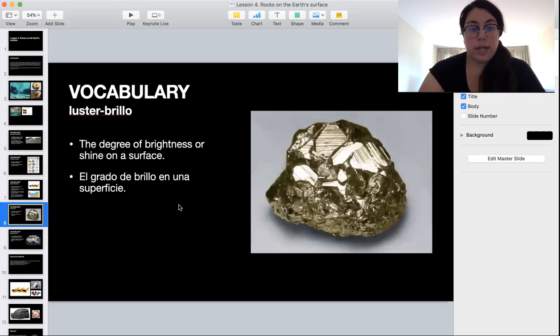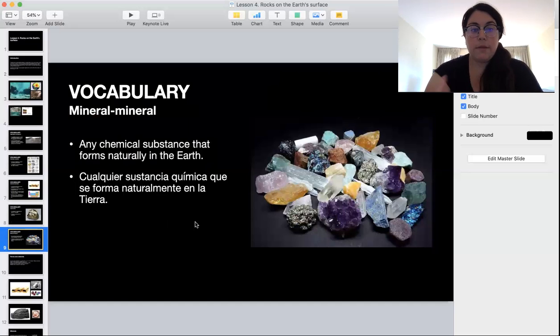Then we have the word luster. Luster means brillo in Spanish. It's the degree of brightness or shine on a surface. And they use it when talking about minerals to explain how much they shine. Like in this picture, you see that this rock has a lot of luster. Then we have the word mineral. In Spanish, the same, mineral. It's any chemical substance that forms naturally in the earth. And I have a picture of really pretty minerals here.